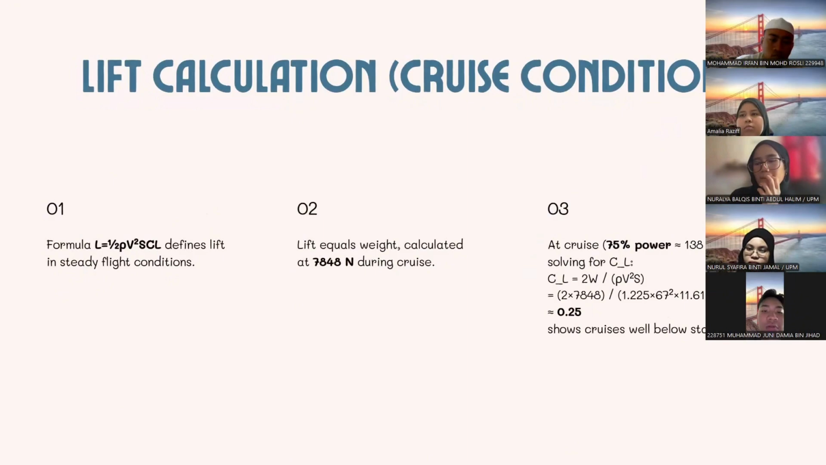Next. For the lift equation, lift equals half times air density times velocity squared times wing area times lift coefficient. In level flight, lift equals weight, 7,848 newtons. So at cruise speed of about 67 meters per second, solving for lift coefficient gives us about 0.25, showing the aircraft cruises well below stall.